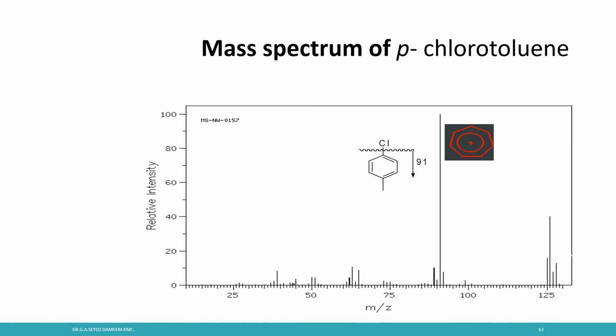So the peak at m/z 91 is called the base peak, and 126 is the molecular ion peak, and 128 is the M plus 2 peak. And here the M plus 2 peak intensity is about one third of the molecular ion peak, and the base peak has a 10% intensity at m/z 91, corresponding to the tropylium cation.